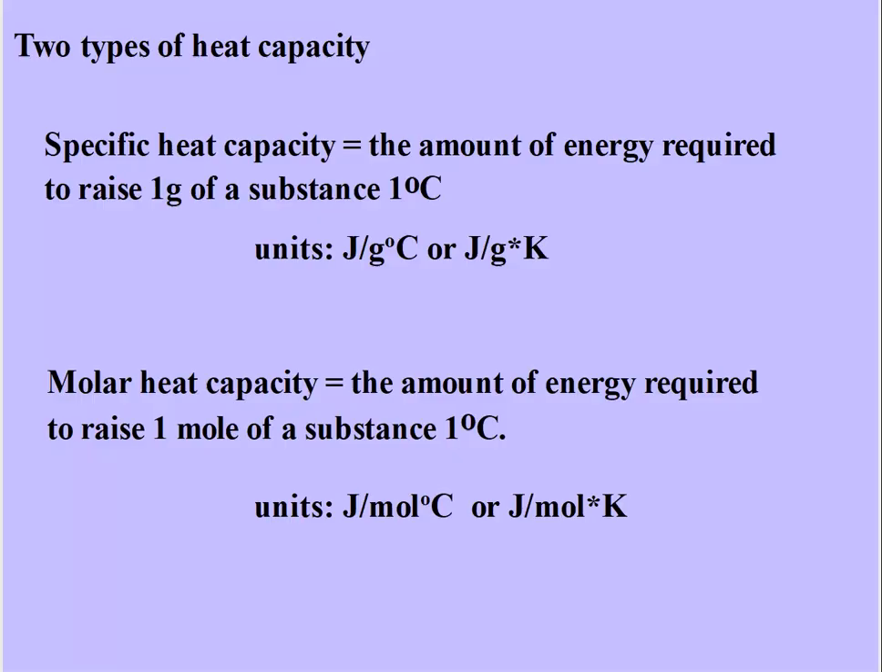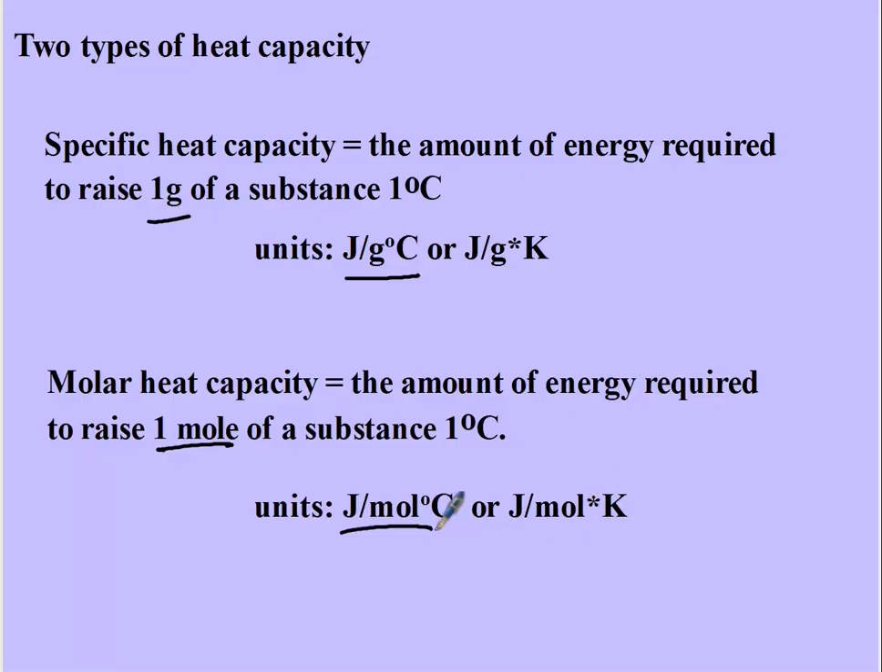Specific heat capacity is the amount of energy required to raise 1 gram of a substance 1 degree Celsius. And molar heat capacity is the amount of energy required to raise 1 mole of a substance 1 degree Celsius. So our main units are joules per gram degree Celsius or joules per mole degree Celsius. It could also be kilojoules or it could be Kelvin.